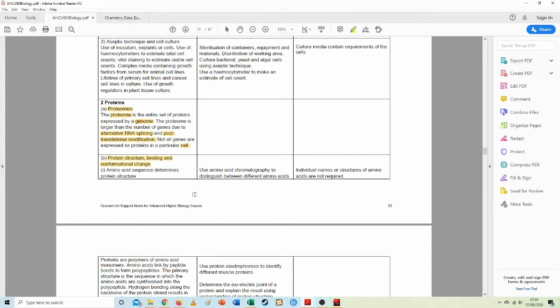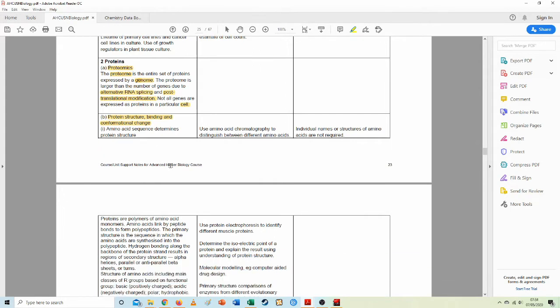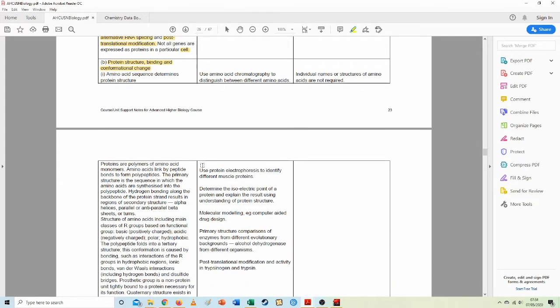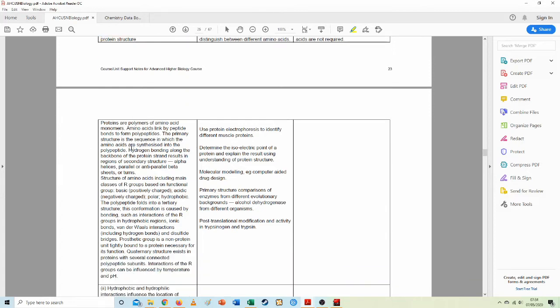So we will take a look at the sequence of amino acids, and this is your primary structure, and we'll need to get a note about that. So amino acid sequence determines protein structure, and then we want to talk about the primary structure. Then we want to go into hydrogen bonding along the backbone resulting in the secondary structure, and I want to show you some alpha helices and some beta pleated sheets.